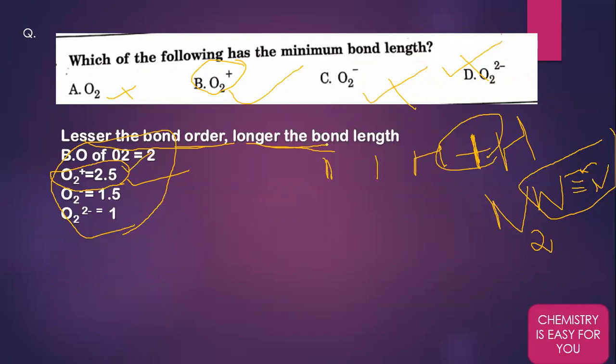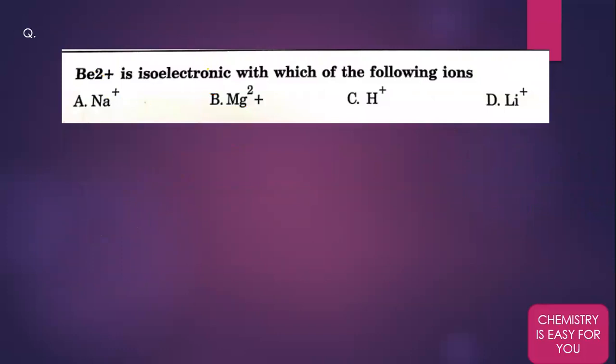You might not have to spend so much time for these questions. Now the next question, let's go to the next question. Be2 plus is isoelectronic with which of the following ions? So I have already in the last part also said that isoelectronic means they should have an equal number of electrons. So Be2 plus, beryllium has 4 electrons.